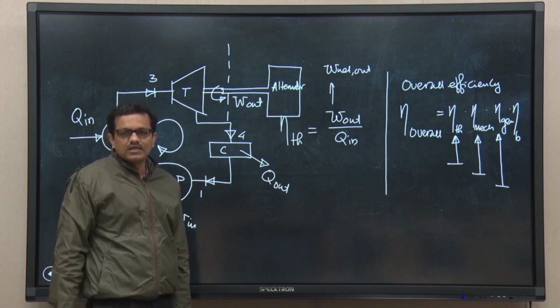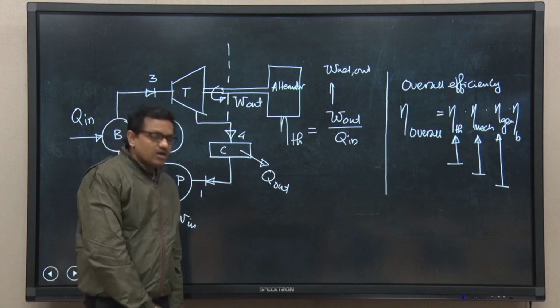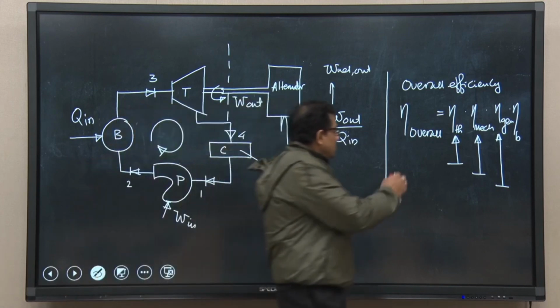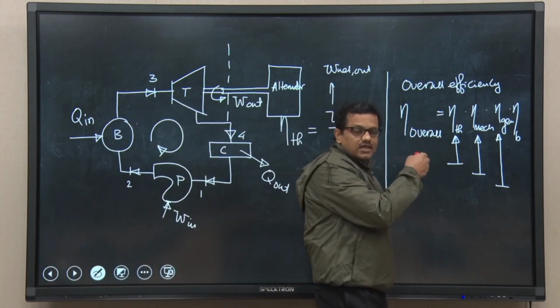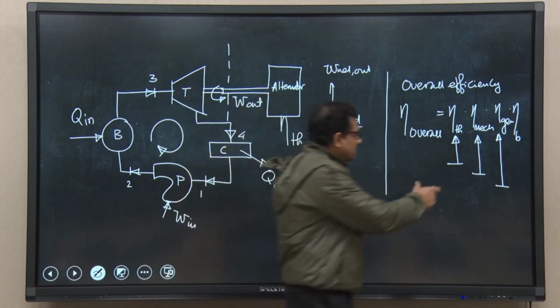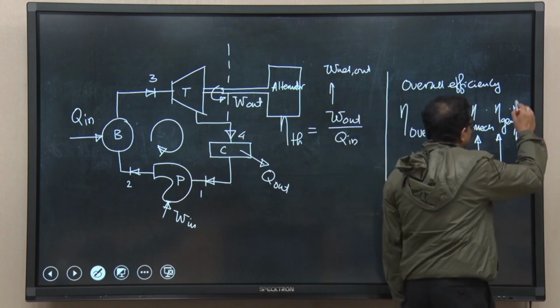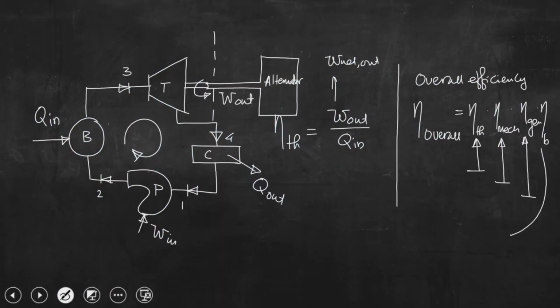Whoever is going to design the plant must consider the overall efficiency. If he or she needs to calculate the overall efficiency, in addition to these three efficiencies, this is very important to look at. So, this is boiler efficiency. Now, the question is, what is boiler efficiency?